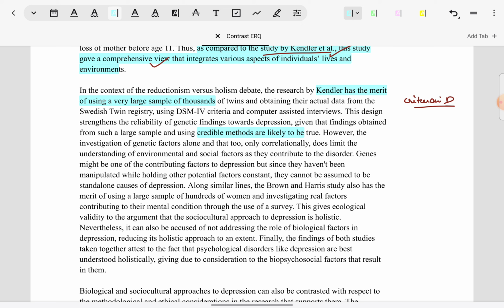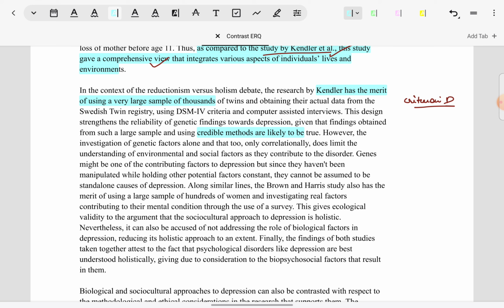Particularly the credibility of the point that it is reductionist is likely to be high, because the study has been done on such a large scale that it goes to show that yes, the biological approach does contribute to depression, and no matter how reductionist it is, it does hold value. The genetic explanation does account for the development of depression. So the credibility of the study gives credibility to the larger argument at hand. That is what we need to point out.